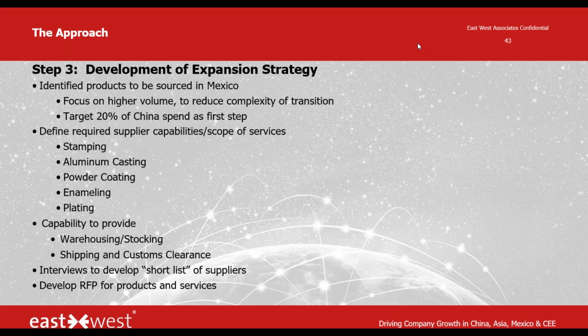Dan, before we go to the next slide, we had another question pop up. You've got supplier capabilities: stamping, aluminum casting, powder. And the question was, how did you find the technical capabilities of the Mexicans versus the Chinese for stamping and aluminum casting? Stamping was no problem. We were a little bit more challenged with aluminum casting. That's a harder fit. We did find some folks, and we were able to do that, but that's less common in Mexico, and that was a little harder to find for us.